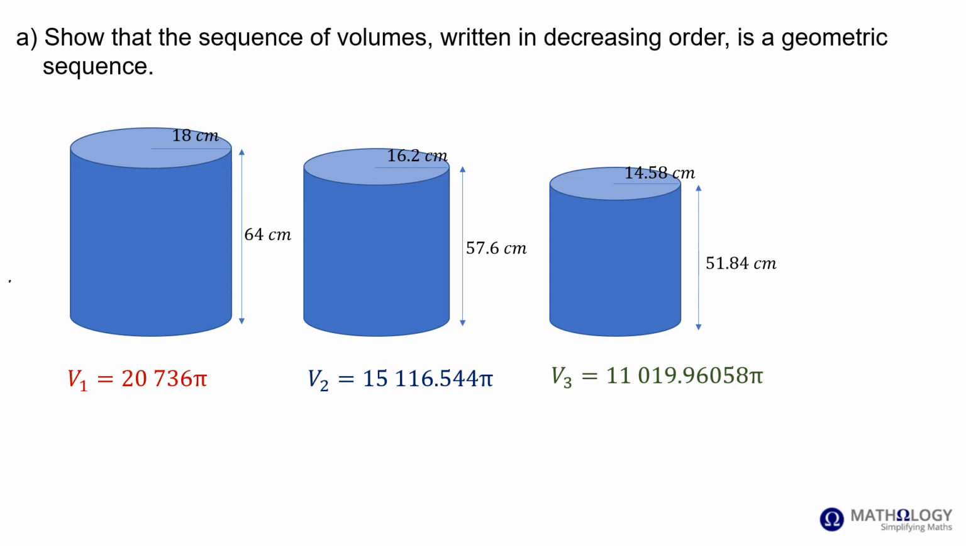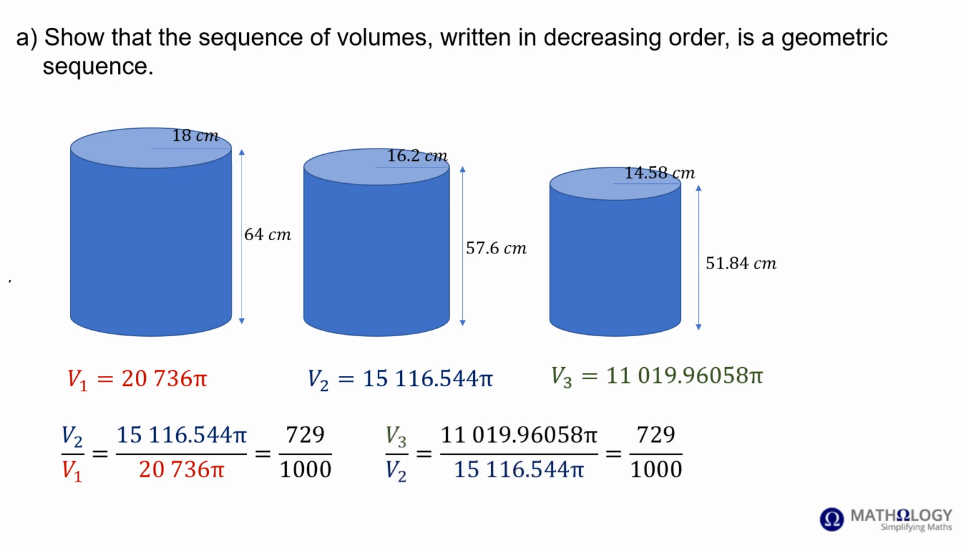Now that we have the volume of the first three cylinders, we can simply determine the value of the ratio for successive terms of the sequence. Since the ratio V2 over V1 equals the ratio V3 over V2, we can state that the sequence of volumes of these cylinders forms a geometric sequence.